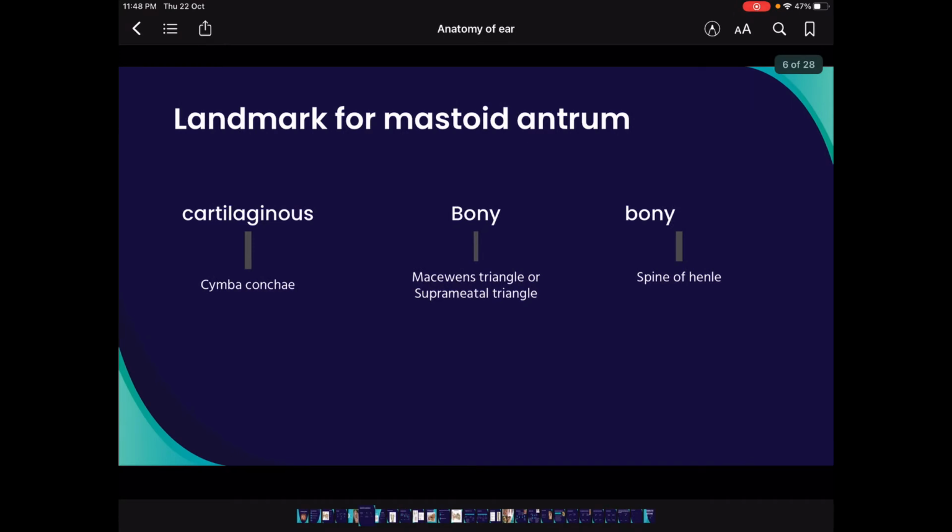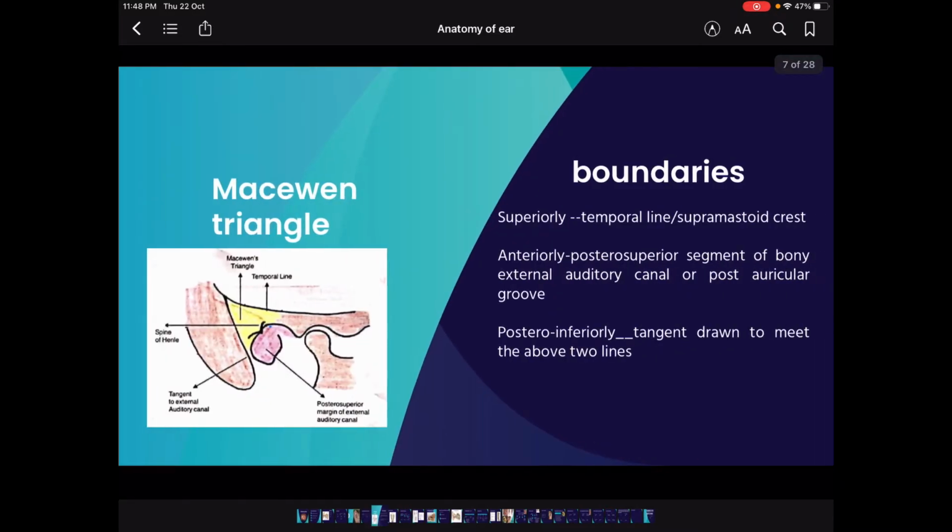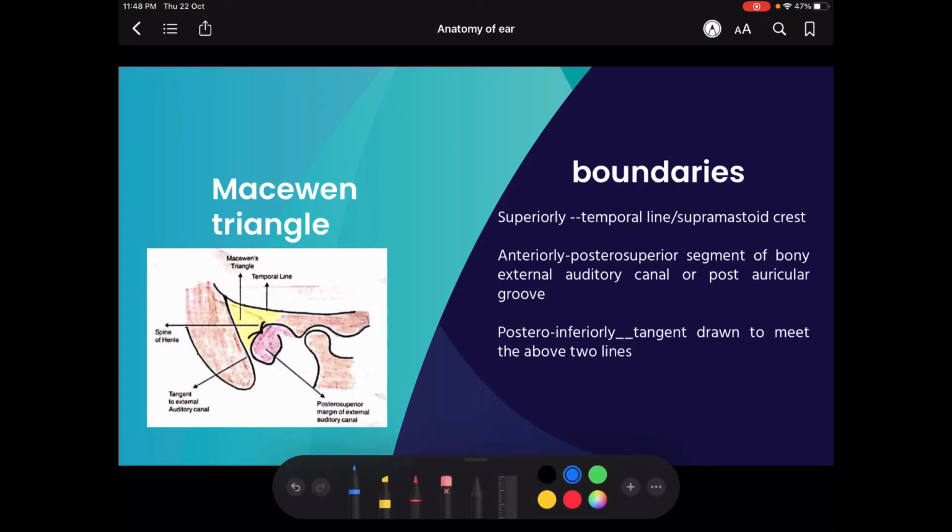And there are some landmarks for the mastoid antrum which we need to remember during surgery. There are cartilaginous and bony landmarks. The cartilaginous landmark is the cymba conchae, whereas the bony landmarks include McEwen's triangle and the spine of Henle. The boundaries of McEwen's triangle include: superiorly, the temporal line or supramastoid crest. Anteriorly, the posterior superior segment of the bony part of the external auditory canal or post-auricular groove. And posteriorly and inferiorly, we need to draw a tangent to meet the above two lines.